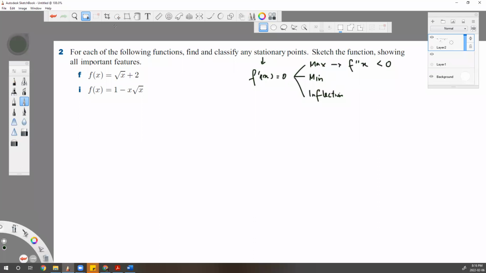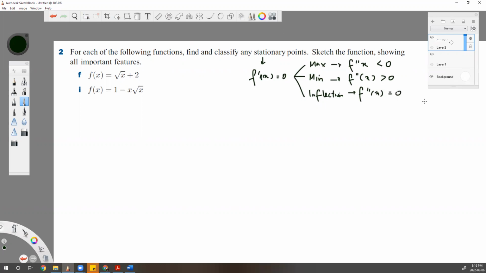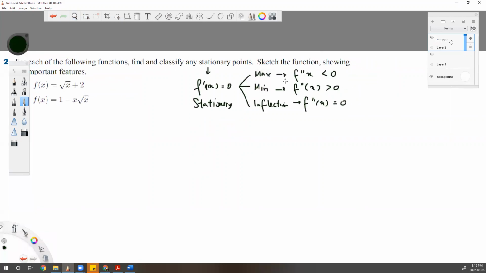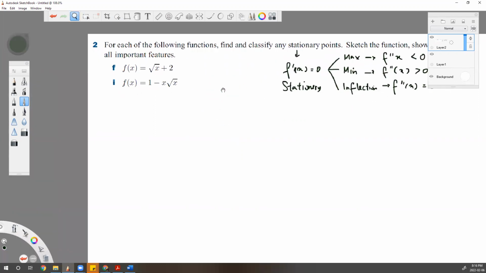Okay. Now, the minimum is when f''(x) is more than 0, or positive. Inflection is where f''(x), the second derivative, is equal to 0. Okay, so that's the idea. The stationary point is where f'(x) is 0, and the second derivative tells whether it is maximum, minimum, or inflection. Okay, I just make the sign negative, positive, 0. Okay, now, for question F, let's see.